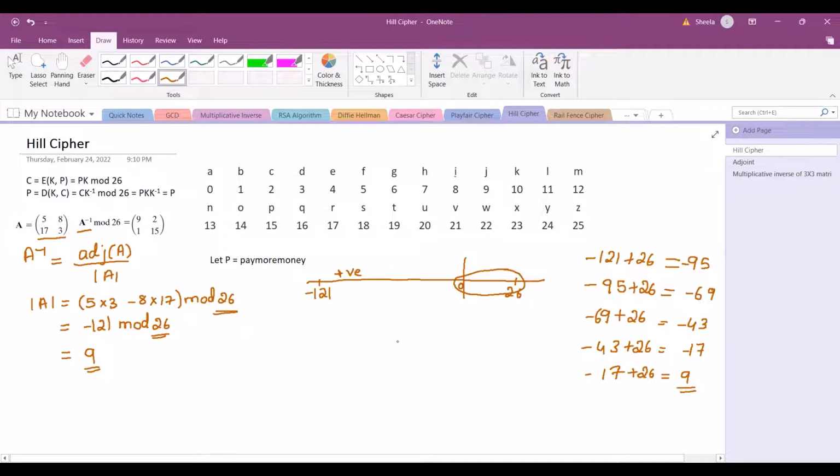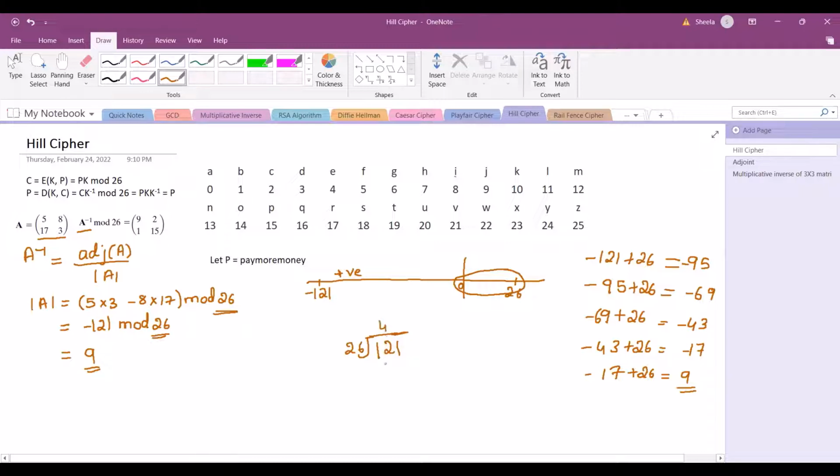Suppose the number is large. In that case, how do we find the modulus? For that, there is another method we are considering. We divide the number for which we want to find the modulus by 26.